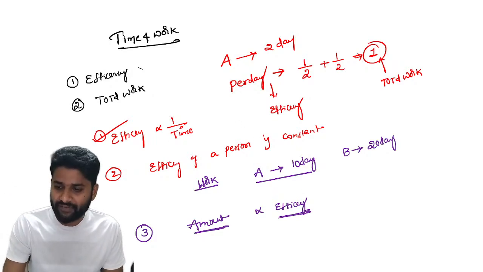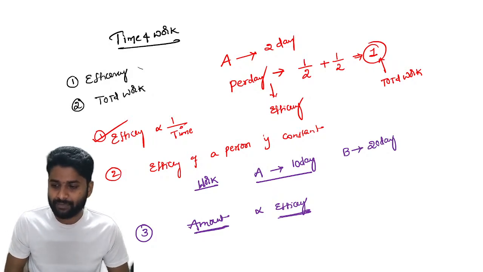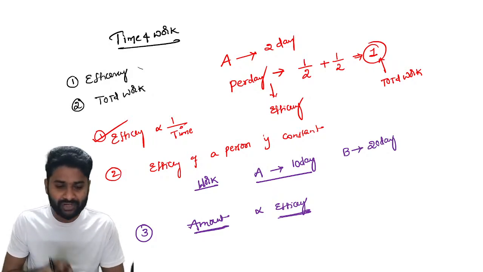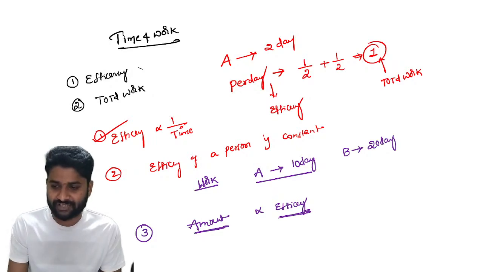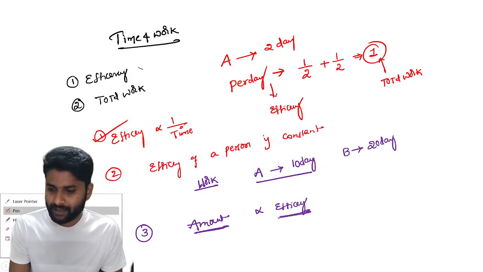So first point, efficiency is inversely proportional to the time. If you want to distribute amount, it is also directly proportional to the efficiency. So remember these 2 points. Now let's use the same calculation here.